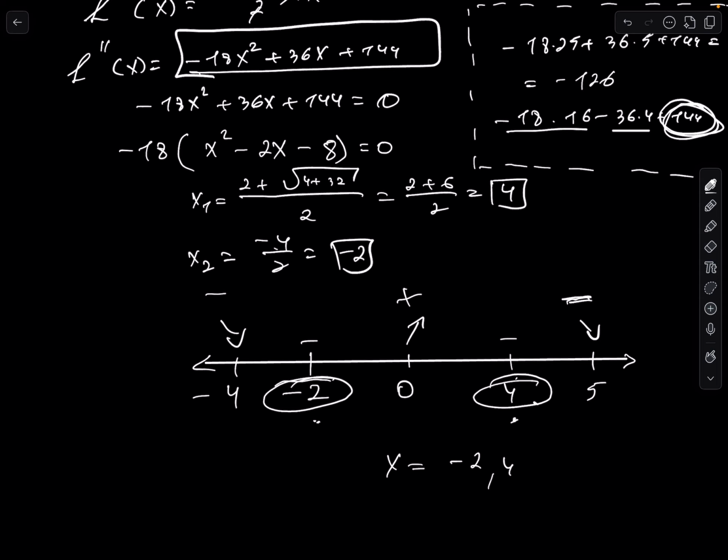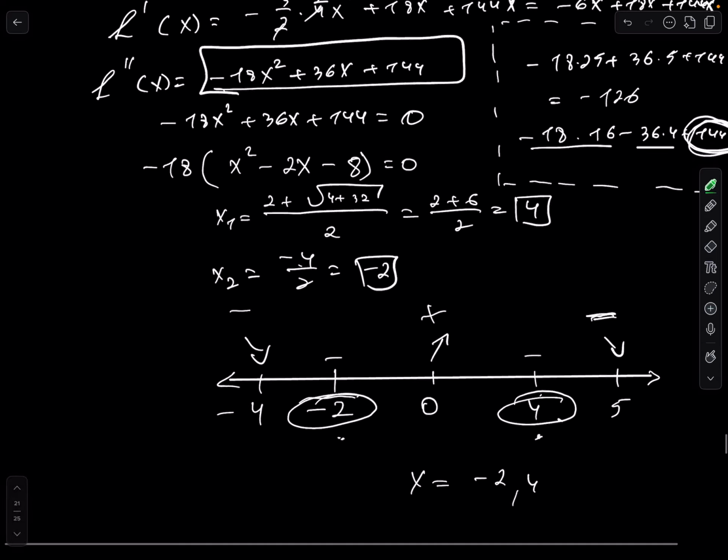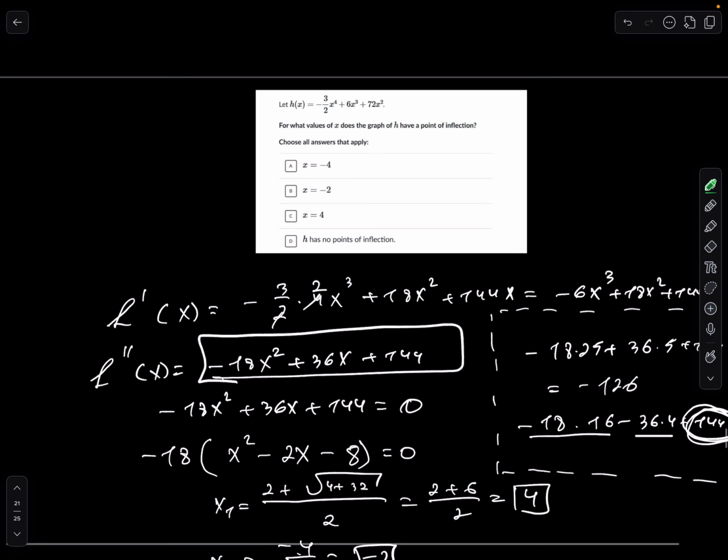Well, it turns out that both of our inflection point candidates turned out to be the real points. And now let's just quickly pick the answer. It's going to be C and B.